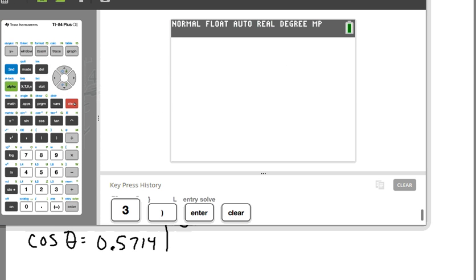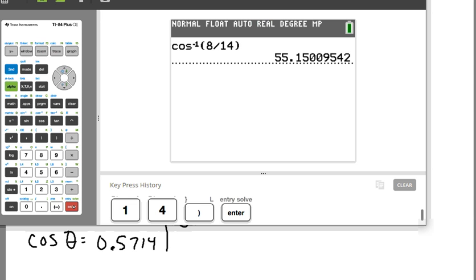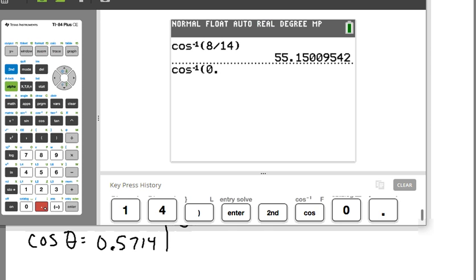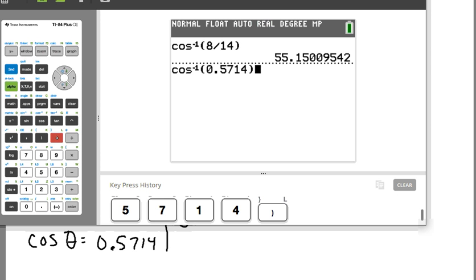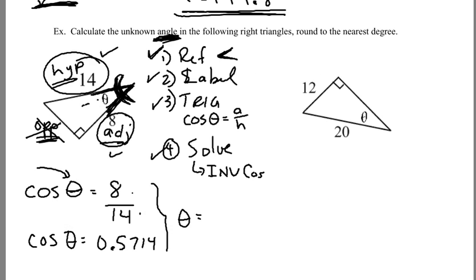In this case, second function cosine, because we're finding the angle. One possibility, 8 divided by 14, or the fraction form. What does it give us? A 55-degree angle. If I second cosine the decimal value of that, 0.5714, close your brackets. It's a 55-degree angle either way. So in this case, theta is 55 degrees using cosine.